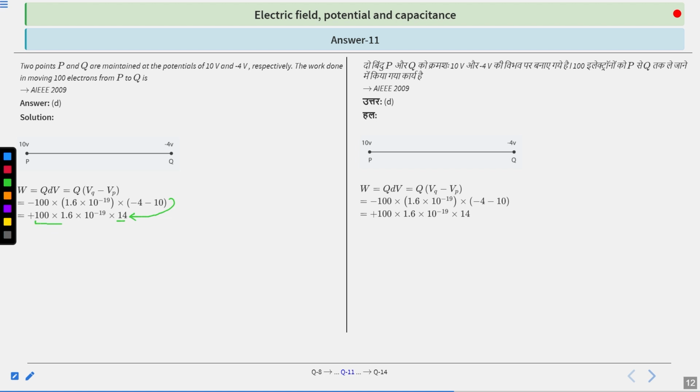So we have to find the work done. Calculating this term, you will get the work done, and the work done is 2.24 into 10 raised to the power minus 16 joule. Clear? And joule is the unit of work done. So this is the work done. Which option is correct? D option is correct.